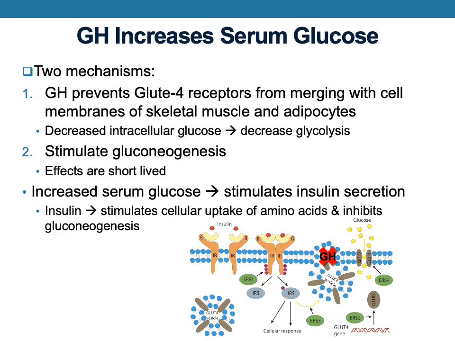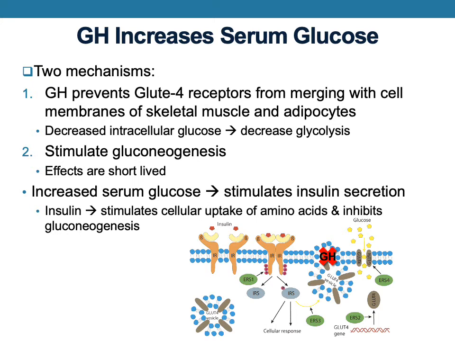Without the function of GLUT4 transport proteins, skeletal muscle and adipose cannot take in very much glucose, thereby increasing serum glucose. This decrease of intracellular glucose in skeletal muscle and adipose tissue will ultimately decrease glycolysis in those tissues, and they will resort to another method to produce energy.